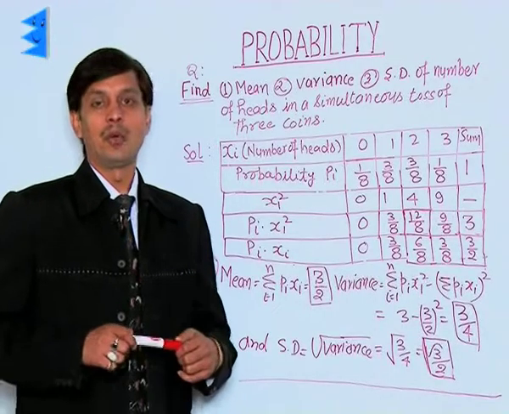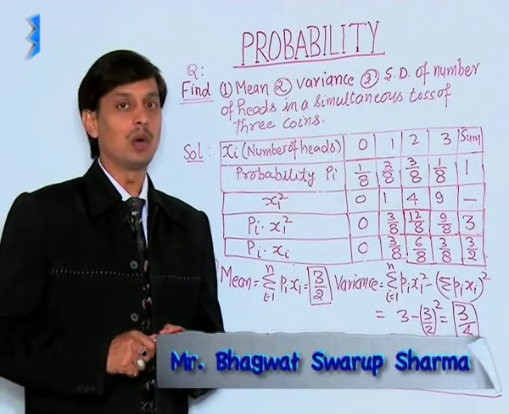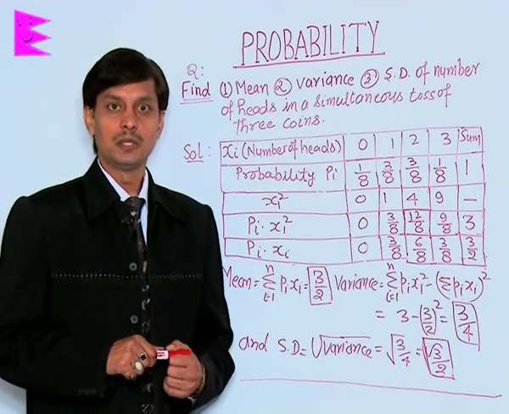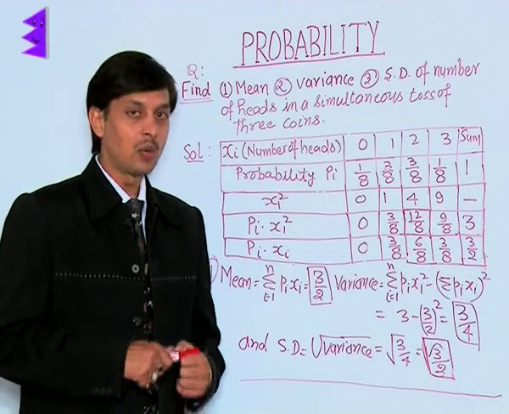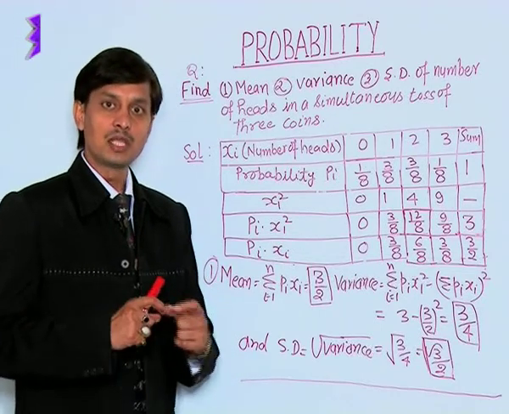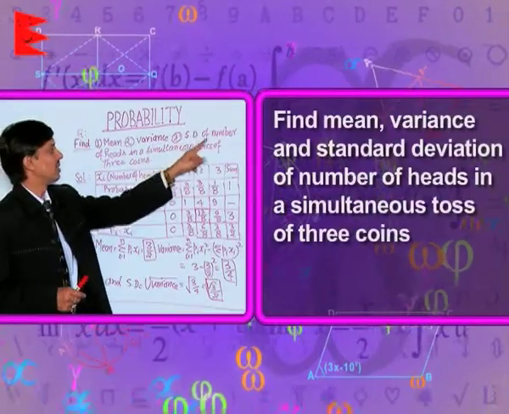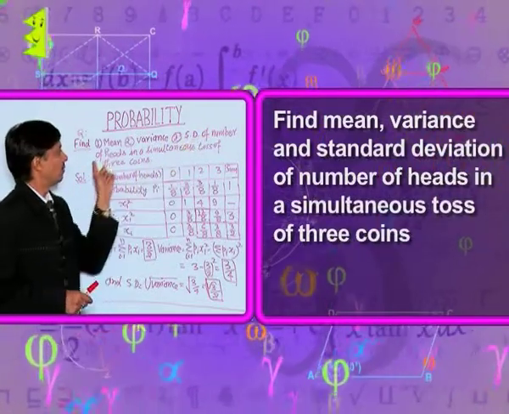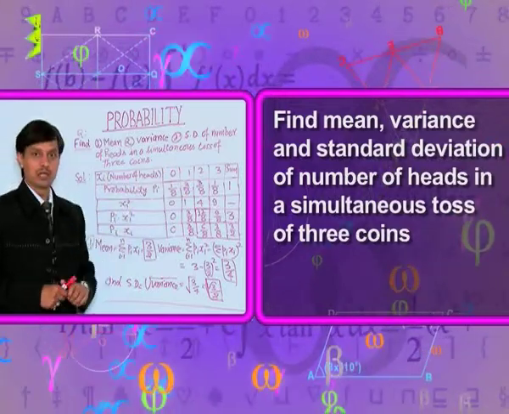Now, with the help of an example, by making a particular situation, I want to tell you how to make the probability distribution table, how to find the mean, how to calculate variance, and how we find the standard deviation. To make this clear, I am taking one question: find mean, variance and standard deviation for the number of heads in the simultaneous toss of 3 coins.